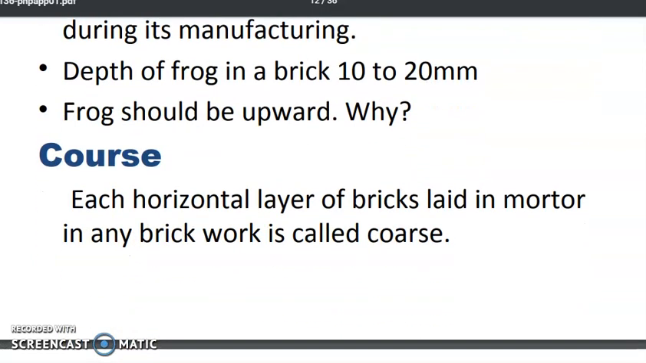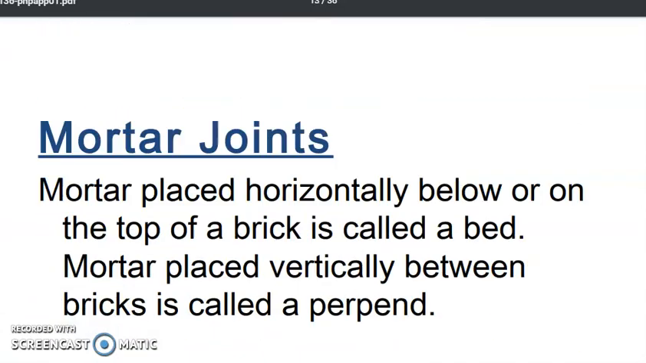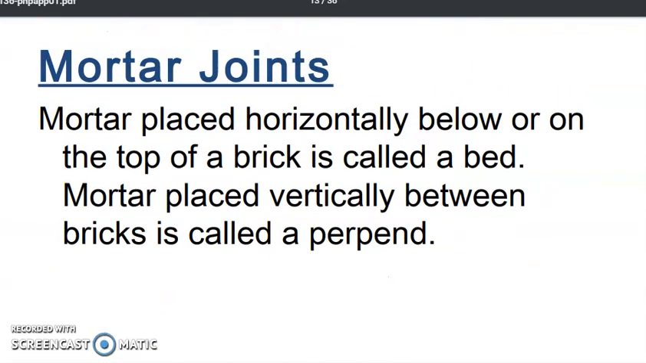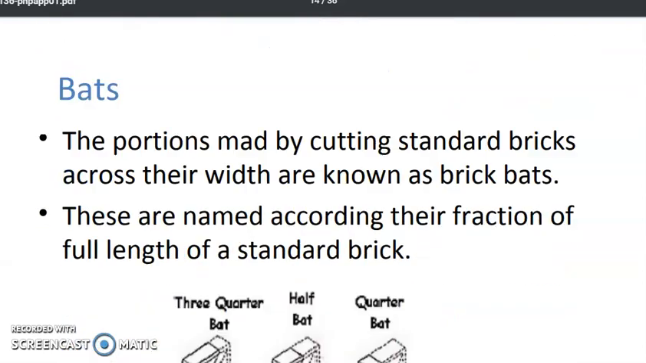And to add on this, each layer of a brick, we'll call it a course. One course is laid above another course, and between each course and each brick, we'll place the mortar. The mortar, when it is placed horizontally, is called a bed mortar, and mortar when it is placed between two bricks in a vertical direction, we'll call it a perpend.